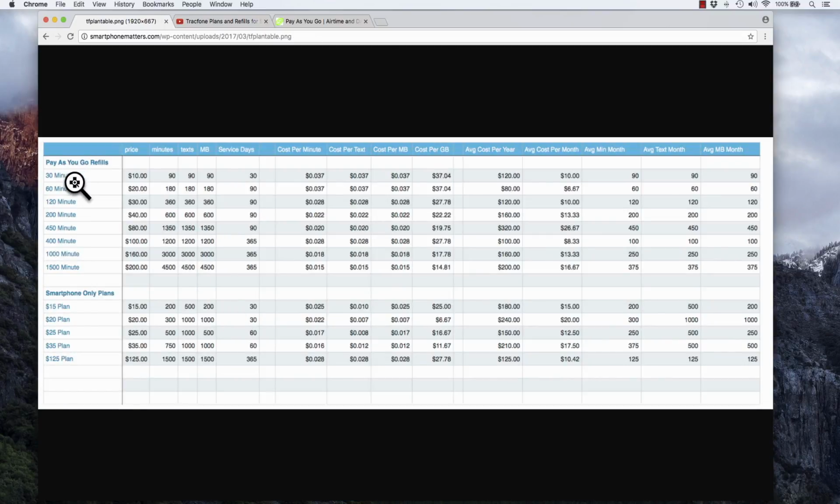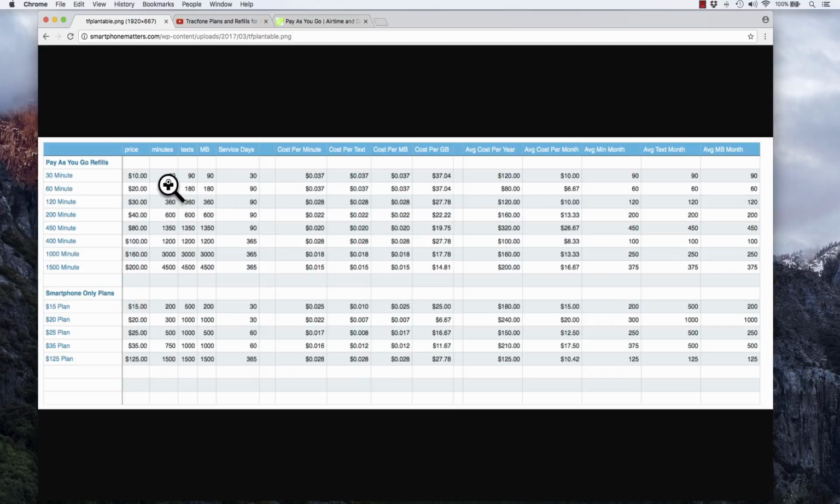Now, what I did is I took the pay-as-you-go refills as well as the smartphone-only plans, and then I listed out the details here. So the cost, the number of minutes, text, and megabytes included, as well as the number of service days. And then in this next set of columns, I figured out the cost per minute, the cost per text, the cost per megabyte, and then I threw in a column just to look at what the cost per gigabyte was. The way I figured out the cost of a minute and a text and a megabyte was to take the price of the refill and then divide it by 3. And then I divided the number of minutes, text, or megabytes into 1/3 the price of the plan. And that's how I came up with the cost per minute, per text, and per megabyte.